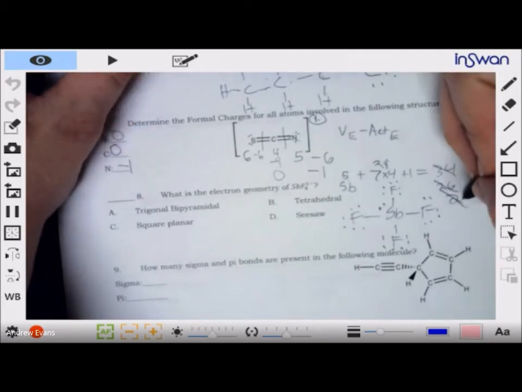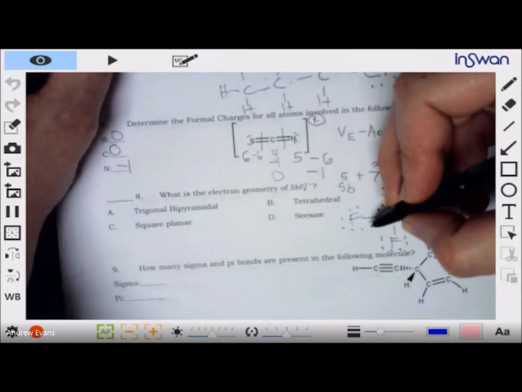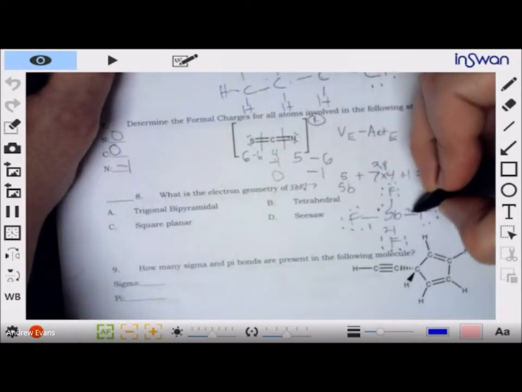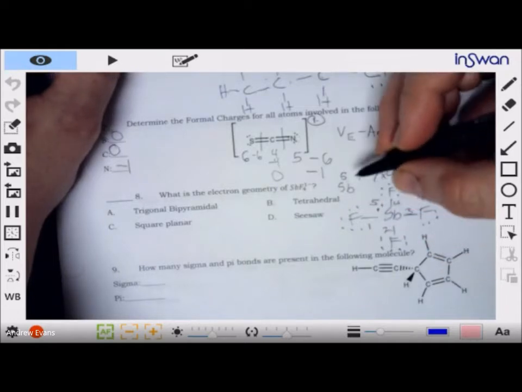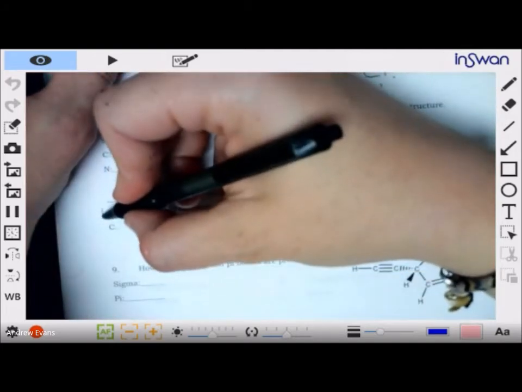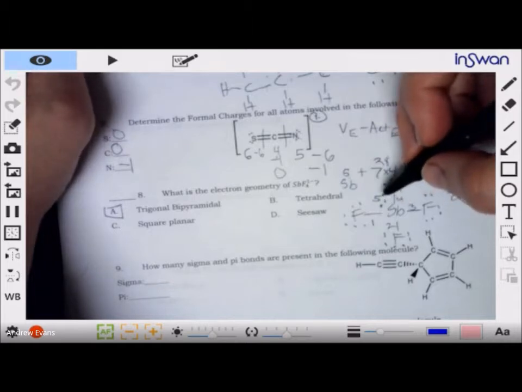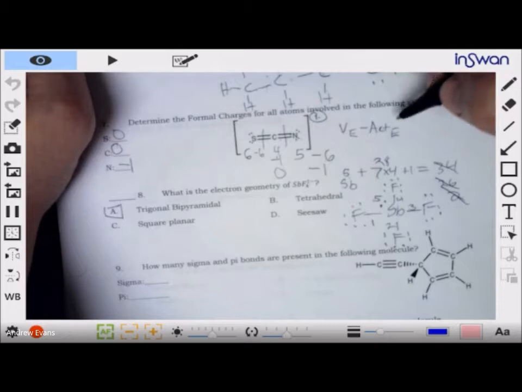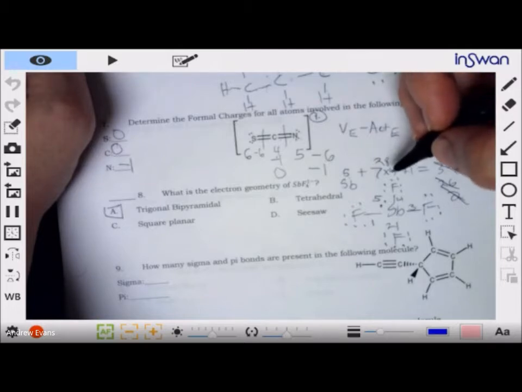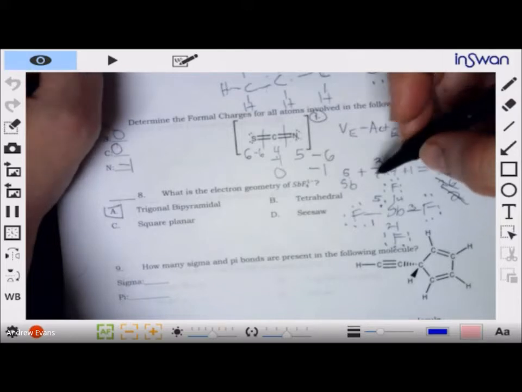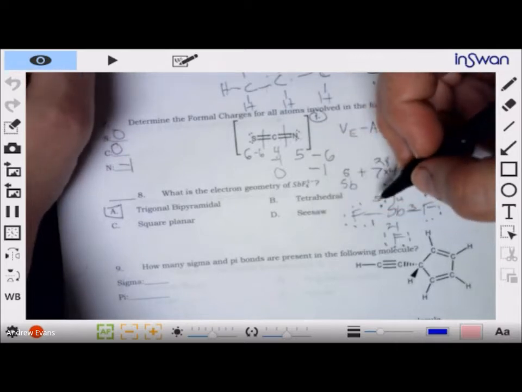With that in mind, how many electron domains does antimony see? 1, 2, 3, 4, 5. 5 electron domains means it's trigonal bipyramidal. Does it matter that one of them is a lone pair? Not in the electron geometry. The electron geometry only regards electron domains, not which are lone pairs. We don't care which one's a bond and which one's a lone pair. Yes, this would be seesaw in the case of molecular geometry, but not electron geometry.